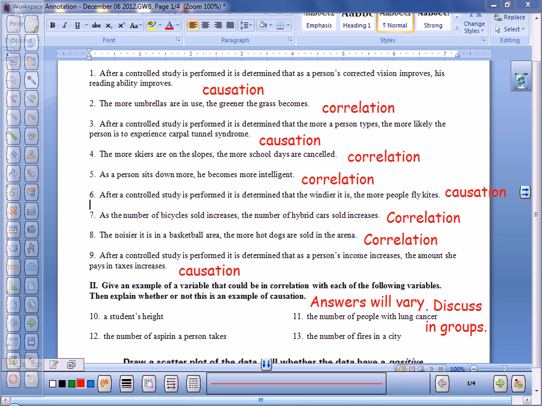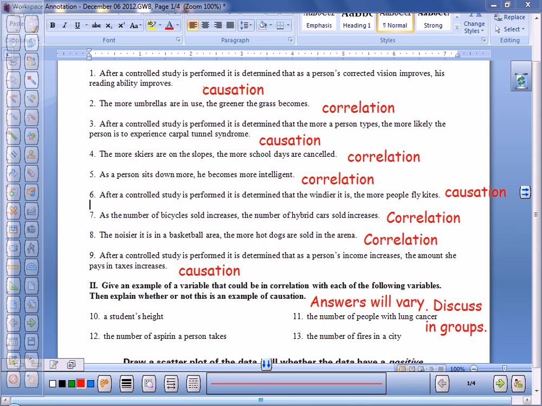If you look at number 1, it talks about a controlled study. So we're going to go with causation for this one. Number 2, there's no indication of a study, correlation. Number 3, controlled study, causation. Number 4, no indication of a study, so correlation. Number 5, also no indicator of a study, so correlation.